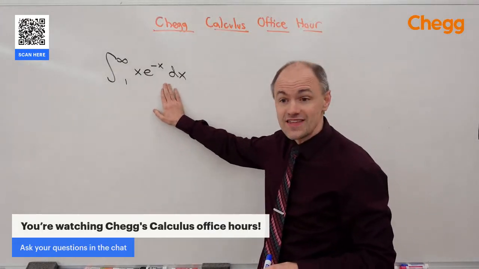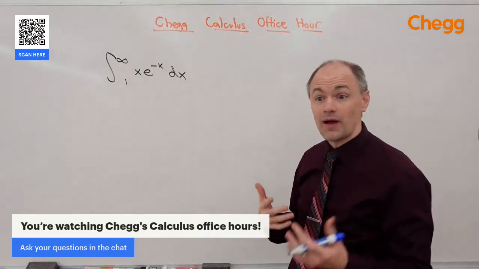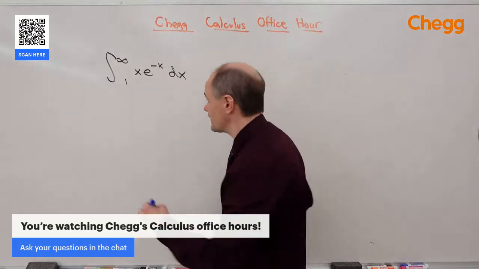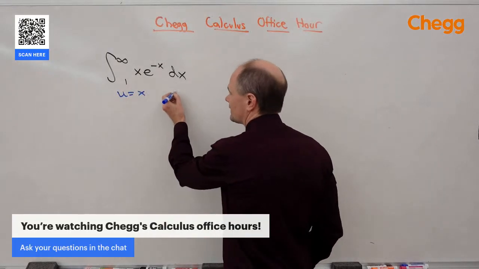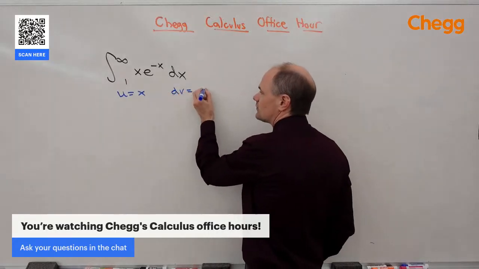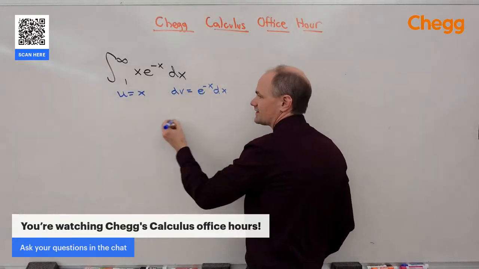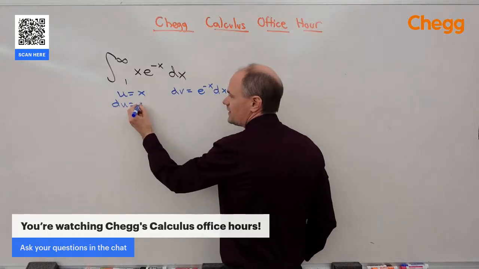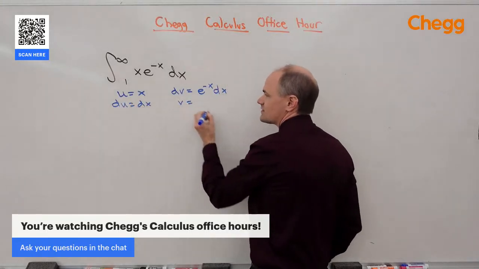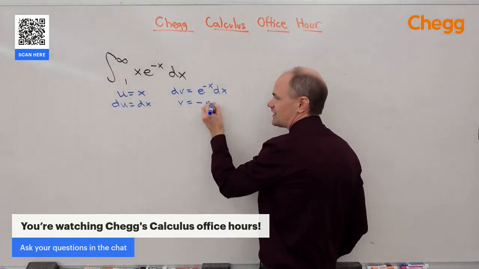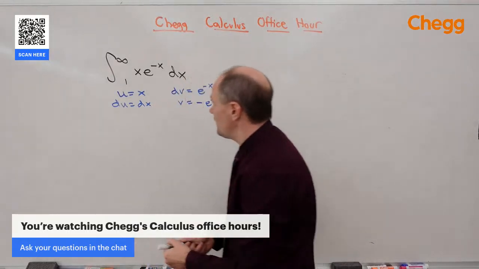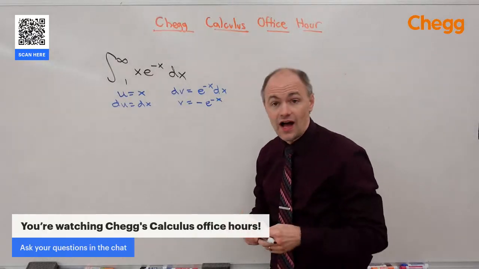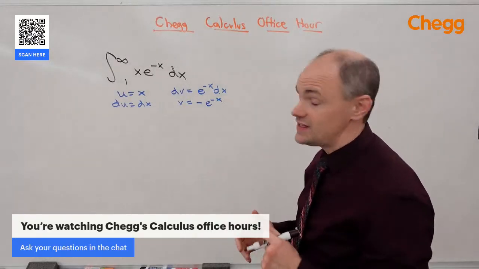First, we have to actually integrate this. I'm going to probably use integration by parts because we've got a nice product that's going to work really well with integration by parts. So if I make u equal to x, and dv equal to e to the negative x dx, the derivative of u is dx, and the antiderivative of dv is negative e to the negative x. And then we're ready to actually use uv minus the integral of v du.